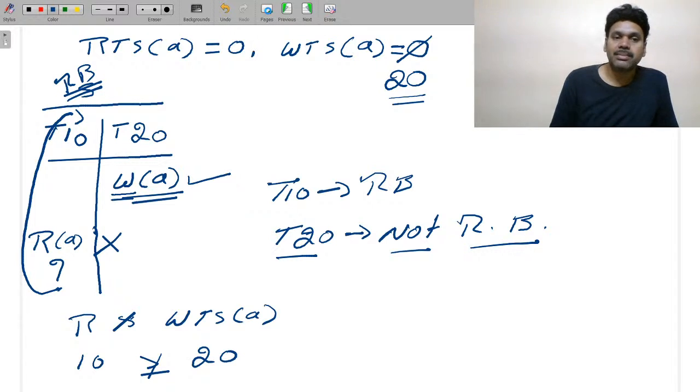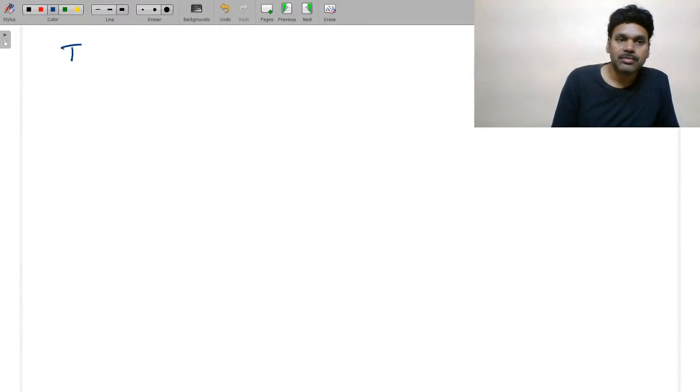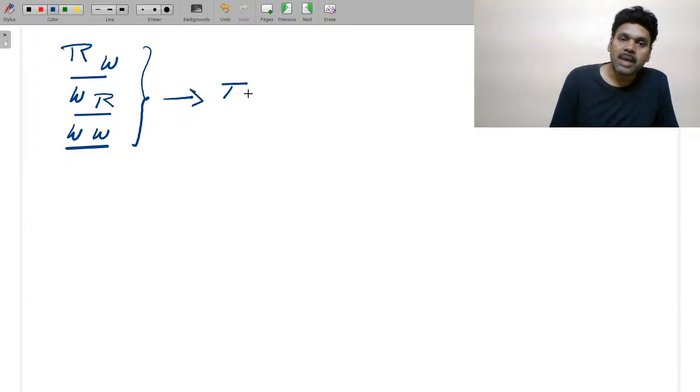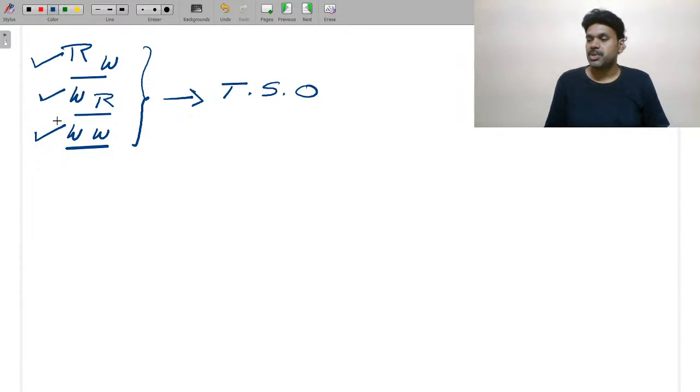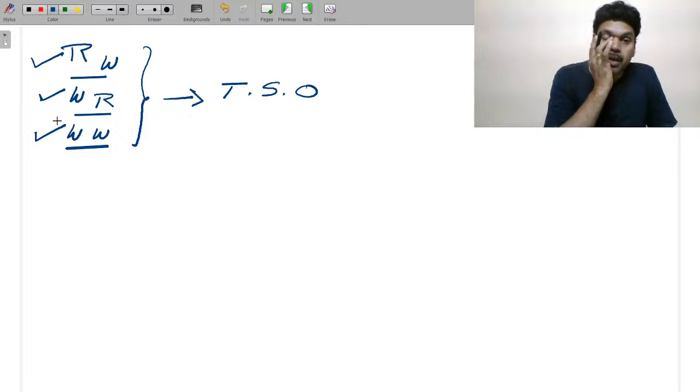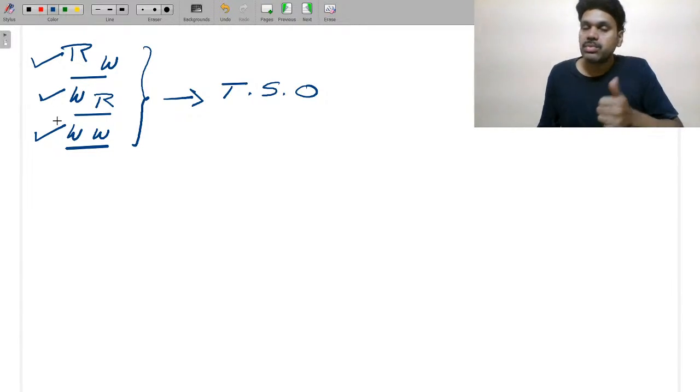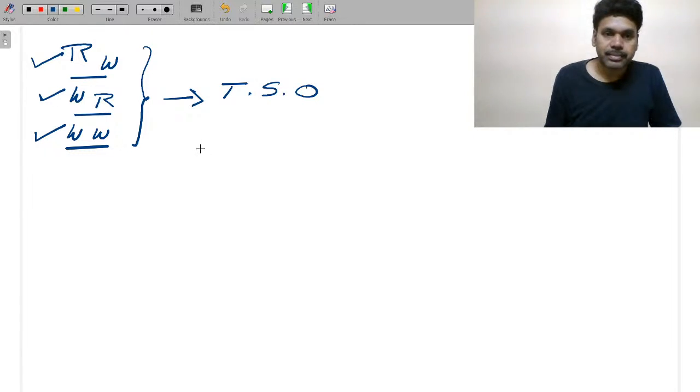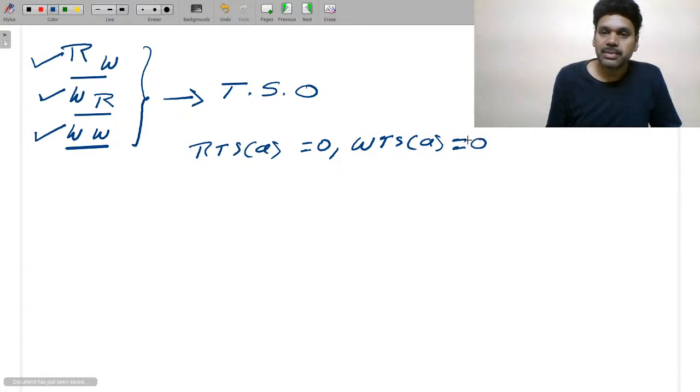Come to the next example. I want to tell you how RW, WR, WW conflicts come in timestamp ordering. These are all allowed in TSO. Please observe carefully. All these conflicts are allowed in the timestamp ordering protocol. Why and how? Please have a look at this. RTS of A is equal to 0. WTS of A is equal to 0.